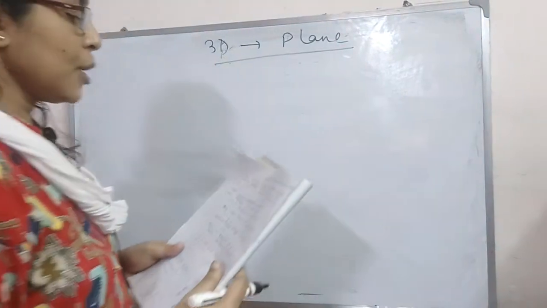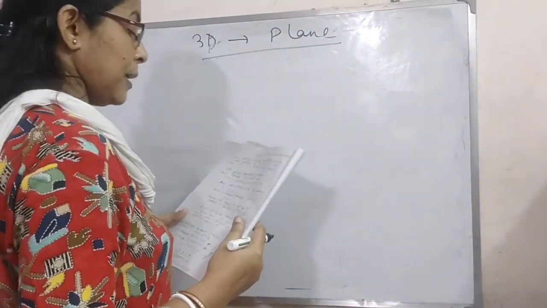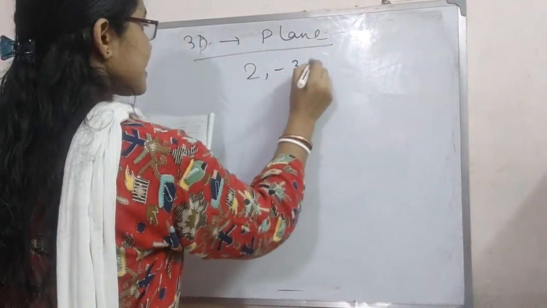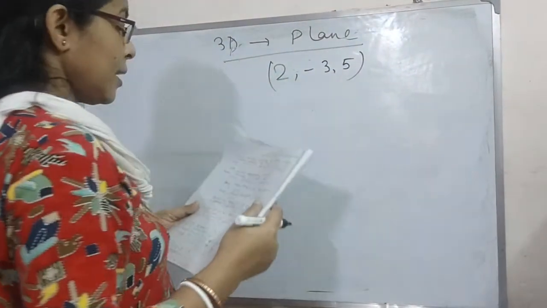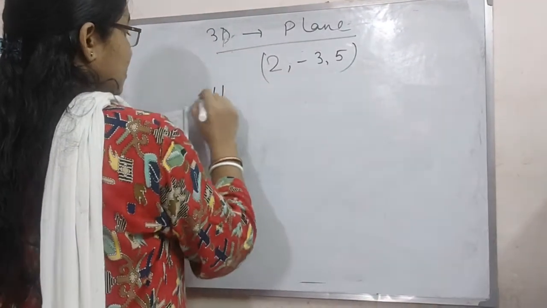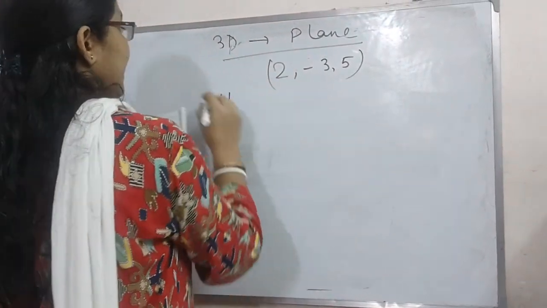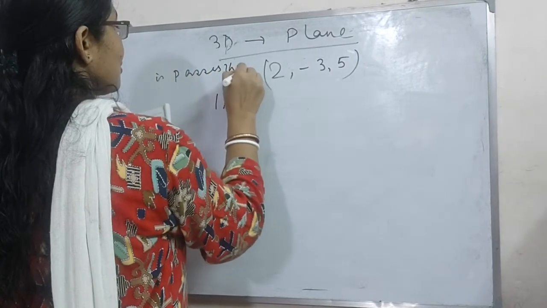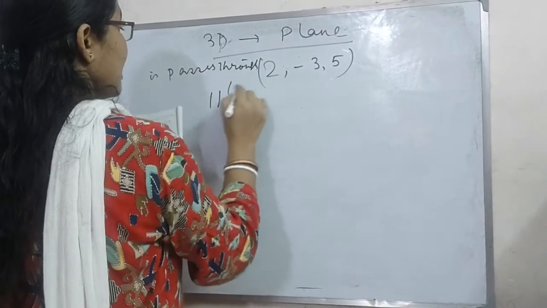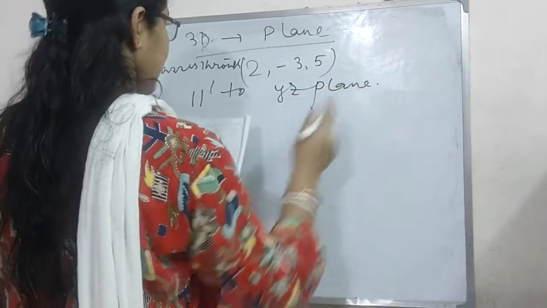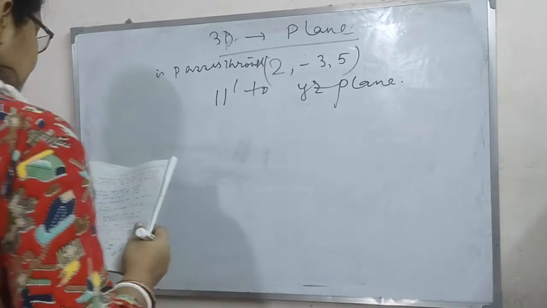Here the sum is, prove that the equation of the plane which passes through the point (2, -3, 5) and which is parallel to the YZ plane. The required plane passes through this point and is parallel to the YZ plane.